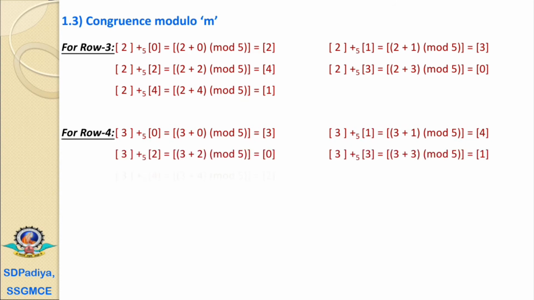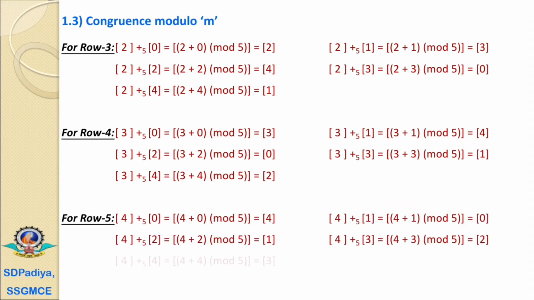Same for the fourth row: 3 plus 0, 3, 3 mod 5, 3, 3 plus 1, 4, 4 mod 5, 4, 3 plus 2, 5, 5 mod 5 is equal to 0, 3 plus 3, 6, 6 mod 5 is equal to 1, and 3 plus 4 is equal to 7, 7 mod 5 is equal to 2.